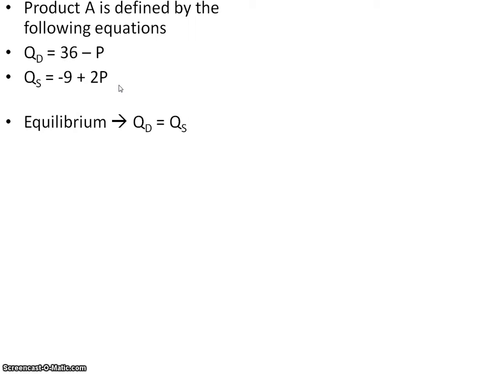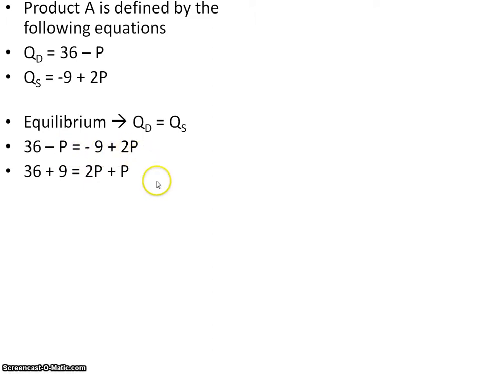So the equilibrium price of product A can be determined by equating the demand equation and the supply equation. QD equals QS. If QD is 36 minus P, and QS is minus 9 plus 2P, then we simply set those two equations equal to each other, and then we can work it out. You're going to move from this line to this line. So we say 36 minus P equals minus 9 plus 2P.